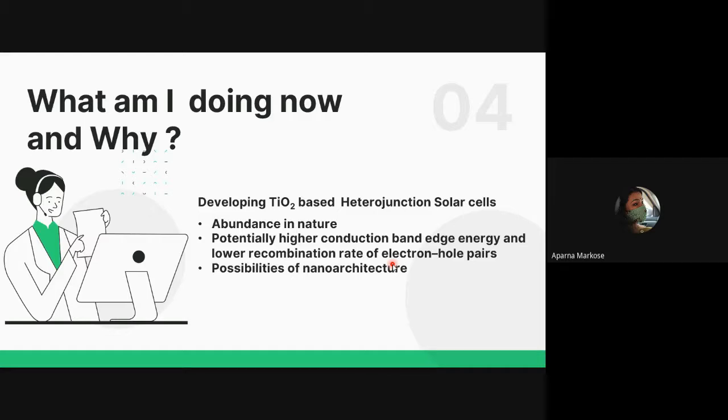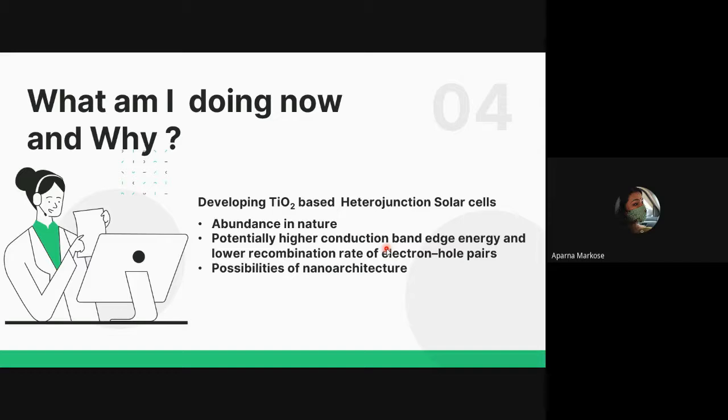So I'll be taking them and using them for making titanium dioxide copper oxide based solar cells. Why titanium dioxide? Because it's abundant in nature. You can take the material information on earth, and this is the most you will get, titanium. And it potentially has a higher conduction band edge energy and lower recombination rate. But it also has a problem with conductivity, very low conductivity. When you take the list of elements' conductivity, titanium dioxide has very low conductivity, so you need to fix it.